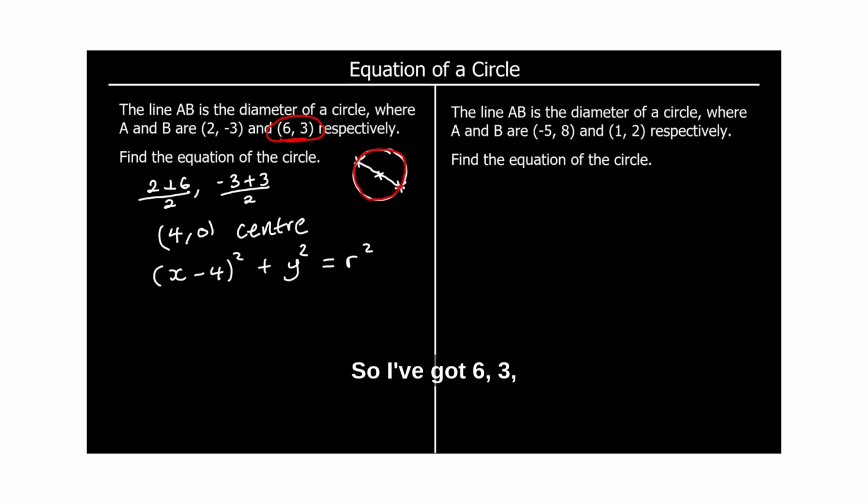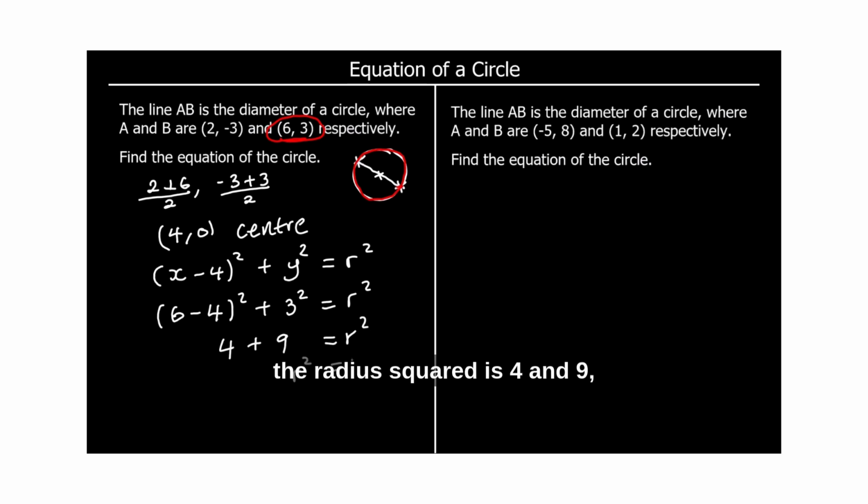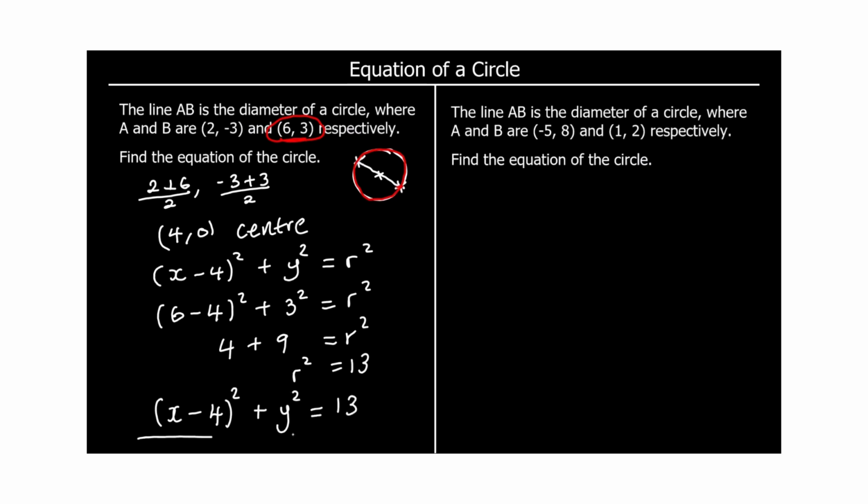So I've got 6, 3. So x is 6, y is 3. That'd be (6 take away 4) squared plus 3 squared is the radius squared. 6 take away 4 is 2. 2 squared is 4. 3 squared is 9. So the radius squared is 4 and 9, which is 13. So it's (x minus 4) squared plus y squared equals 13. One for you to try. Give it a go.